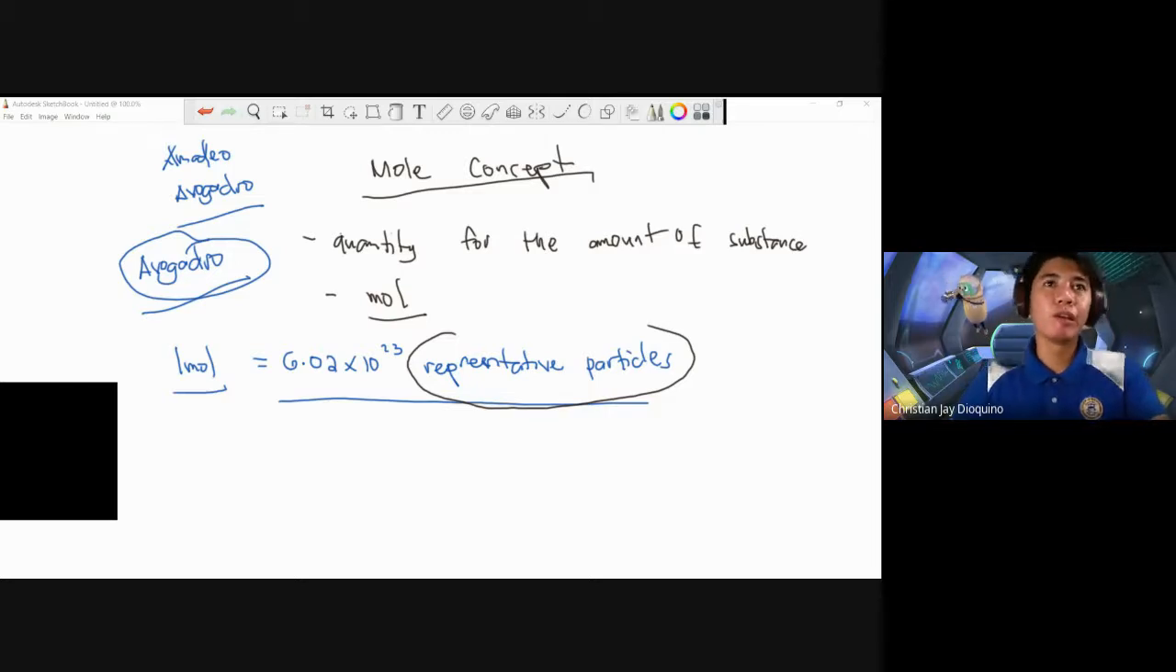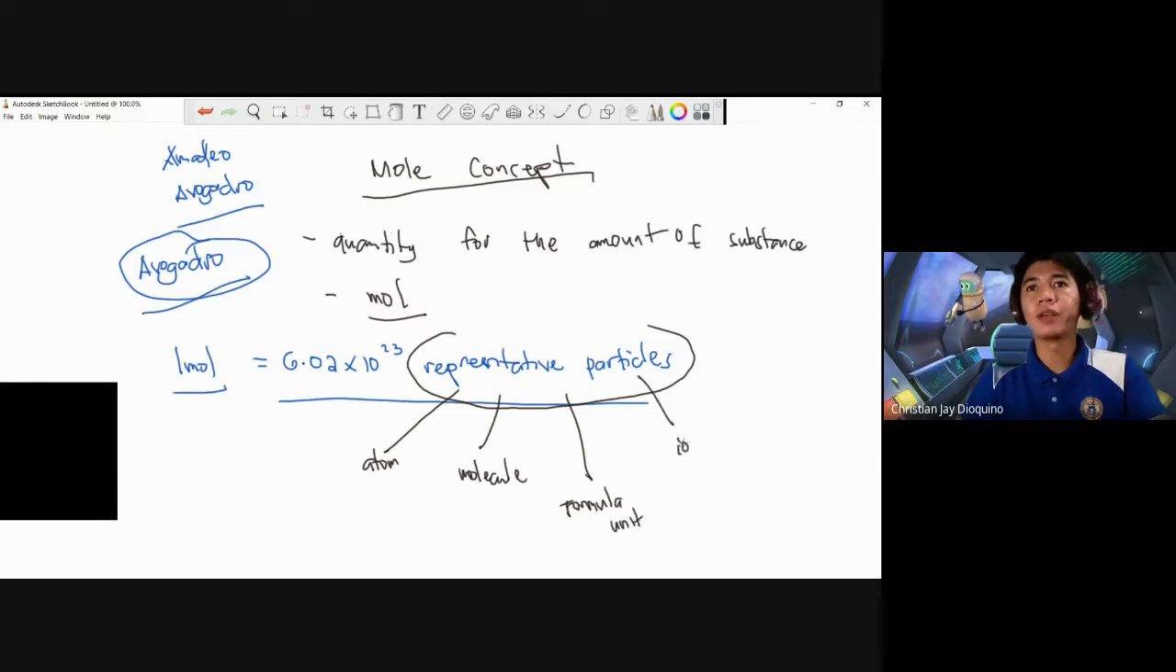Okay. So this Avogadro's number again is given by the representative particles. Why? Kasi itong representative particles na to may differ or may depend on the type of substance, kumbaga. Okay, itong representative particle natin may be atom, may be molecule, may be formula unit, or pwede rin siyang ion.